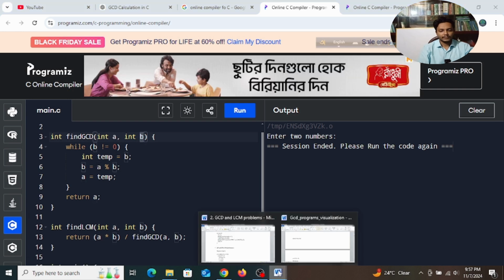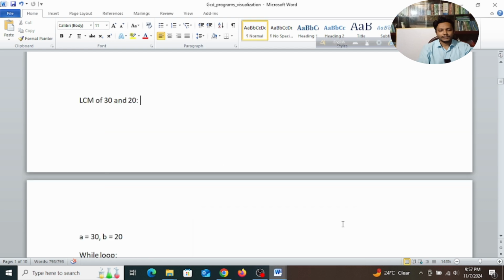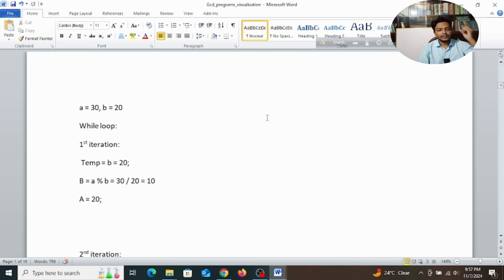We are taking 30 as a and 20 as b. In the first iteration, b is 20, and b equals a modulus b, that is 30 modulus 20, and we get 10. And a is 20, because 20 is being stored in a. We discussed these things in the previous video, guys.